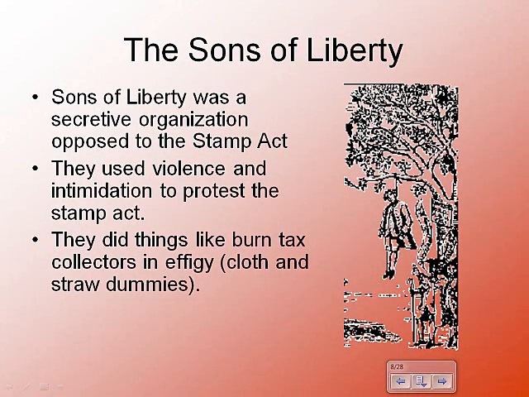These Sons of Liberty were a secret organization that specifically first opposed the Stamp Act and later would oppose many of the other acts or taxes put on the colonists. They used violence and intimidation to protest the Stamp Act, as well as they burned tax collectors in effigy. And what that means is, right here they're showing a hanging body from a tree. This is not an actual tax collector. It's supposed to represent a tax collector in effigy, which means clothing and straw dummies, similar to a scarecrow. It's supposed to be more symbolic. They didn't actually burn human beings.